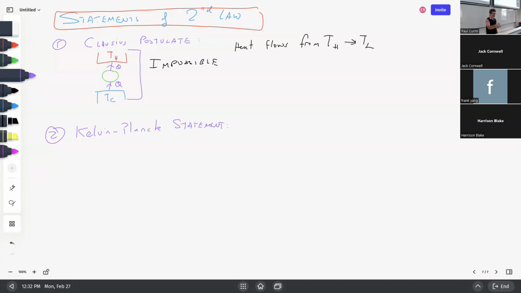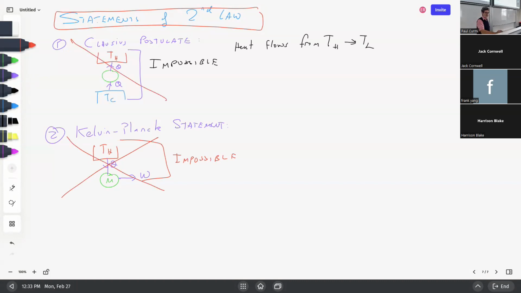So I can draw that in a simple diagram. T hot going to a motor and having heat go Q to work. This is impossible. Okay? And that guy is impossible. So you can't have heat just going uphill by itself. Likewise, you can't convert heat to work with no other process happening.